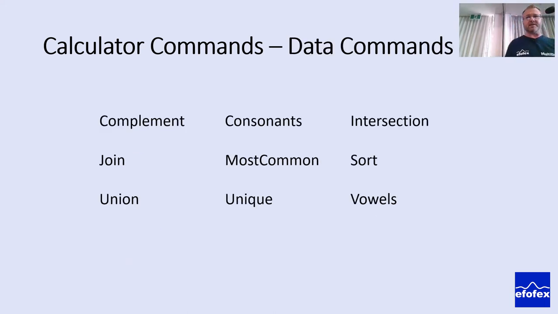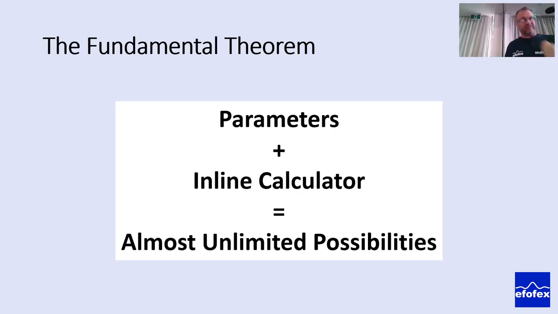There's data commands which work basically with sets. So you can find the complement of a set, the intersection of two sets, unions, vowels, most common thing that happens. You can sort them into order. The fundamental theorem of this MultiDocs idea is if you find the right parameter and you combine it with the right inline calculator commands, you can do just about anything.